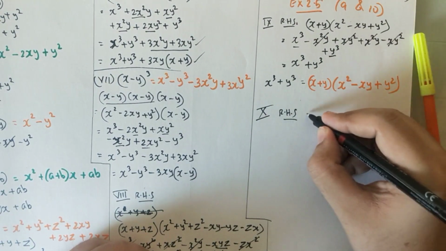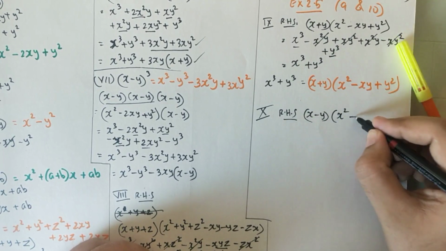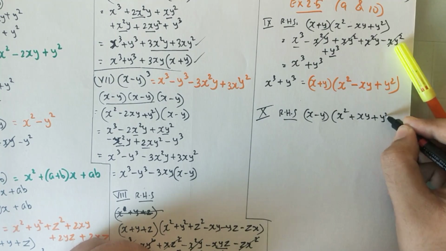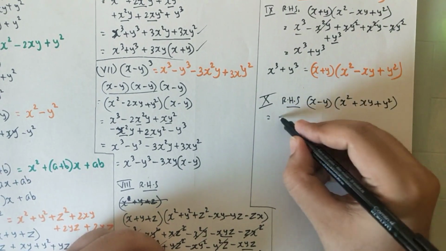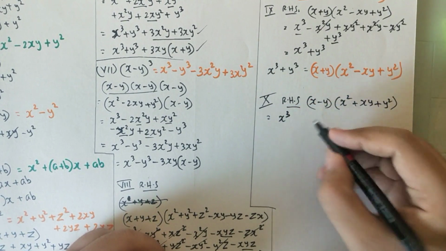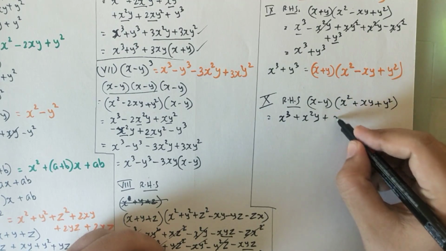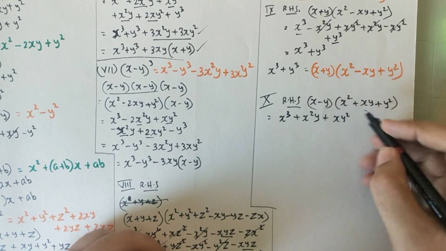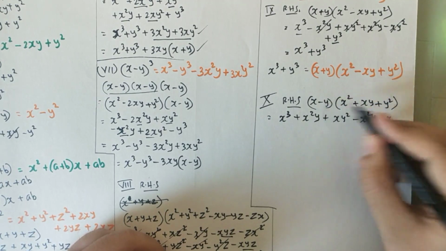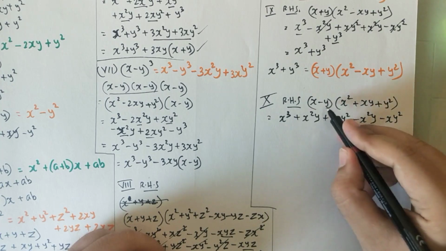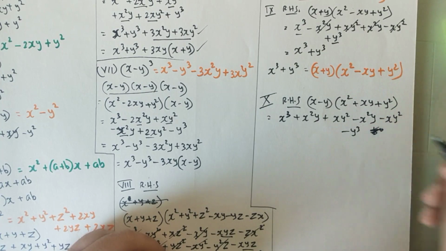Now the 10th identity, its RHS. This is the 10th sum. X minus y multiplied by x square plus xy plus y square. If I solve, first term with the first, that is x cube, first into second, that is plus x square y, first into last, that is plus xy square, minus y into this, minus x square y, minus y into plus xy, that is minus xy square, and minus y into y square, that will be minus y cube.